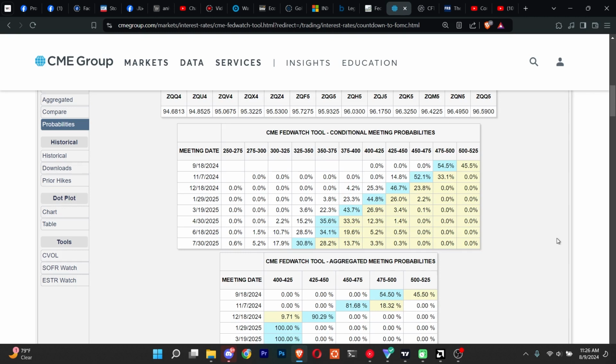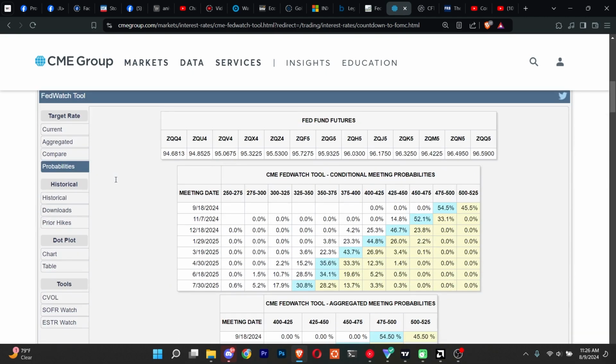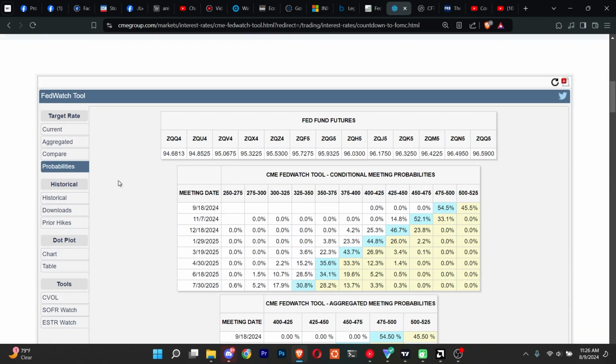Here we are. This is the CME FedWatch tool. It's a table of interest rate expectations for the Federal Reserve rates, the target range rate. Currently, the current rate is between 525 to 550 basis points, like 5.5% is the upper limit.